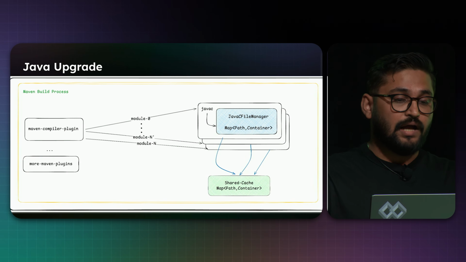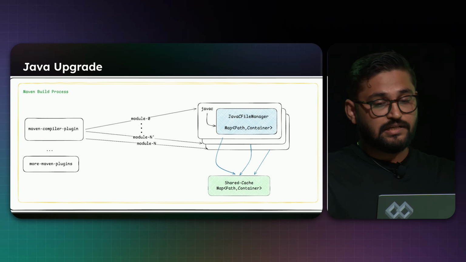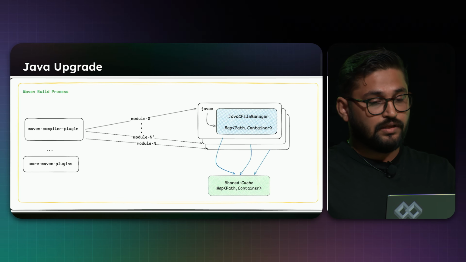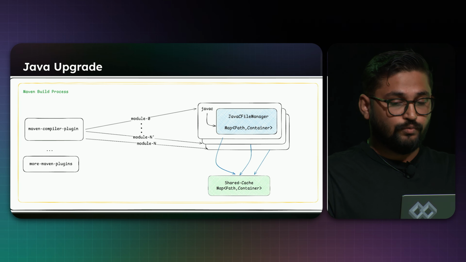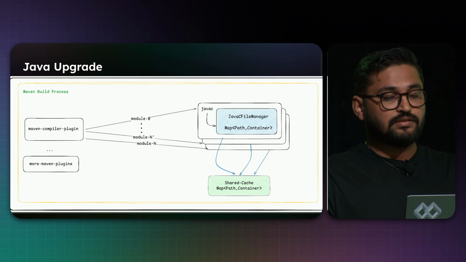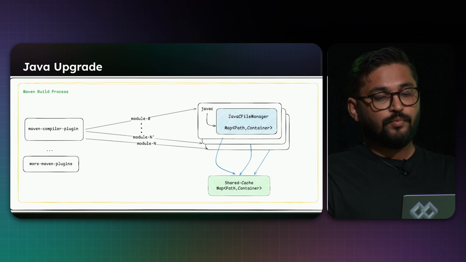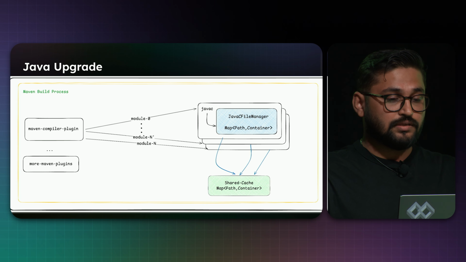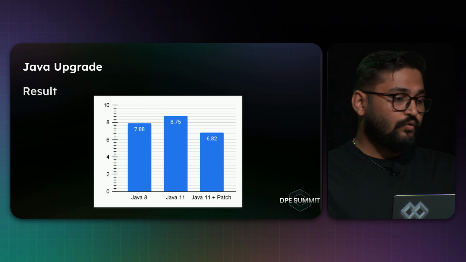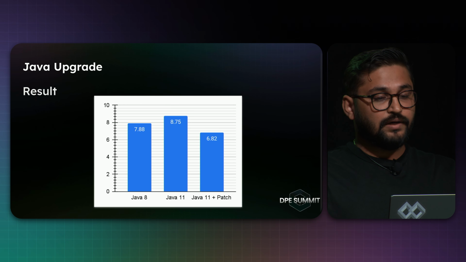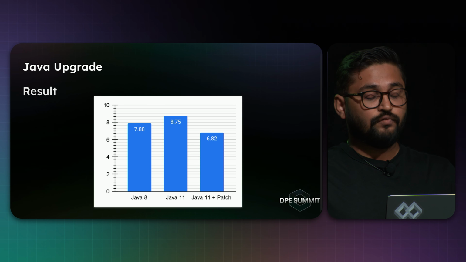So coming back to the patch, we decided to add a caching layer to the Java compiler file manager where the contents of the artifact containers are stored throughout the duration of the build. This reduces garbage collection cycles and IO processes during the build process. And we measure again. What we see is a 15% savings, even over the Java 8 build.